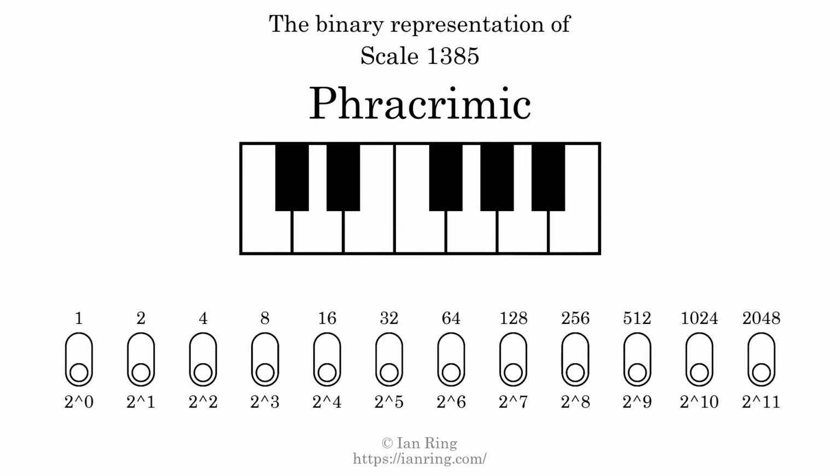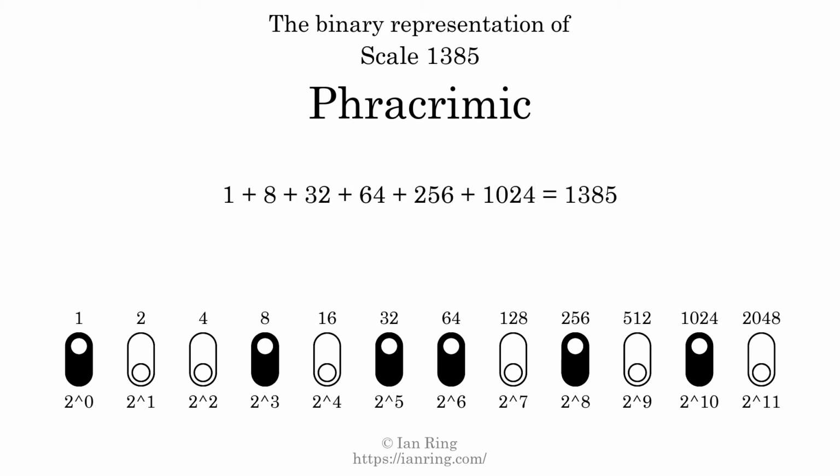The binary representation of this scale is determined by mapping tones of the scale to binary digits. Each binary digit represents a power of 2. To get the scale number, we add the powers of 2 together. The powers of 2 that are present in the scale, all added together, equals 1385. That is why the scale number, in decimal, is 1385.